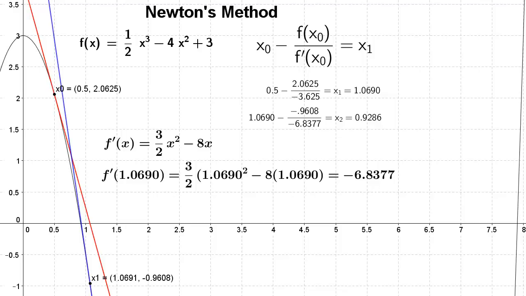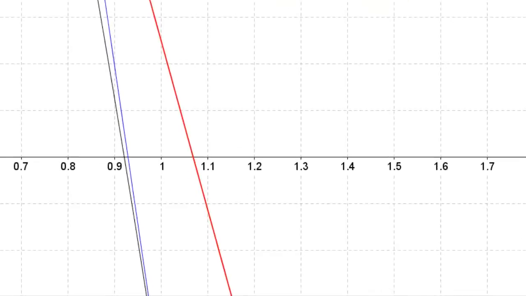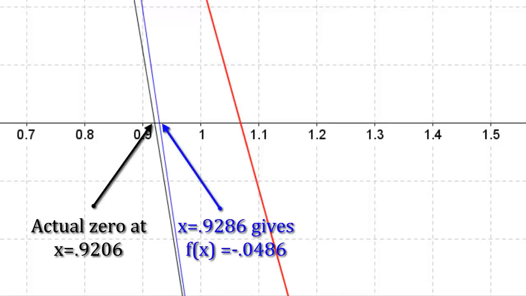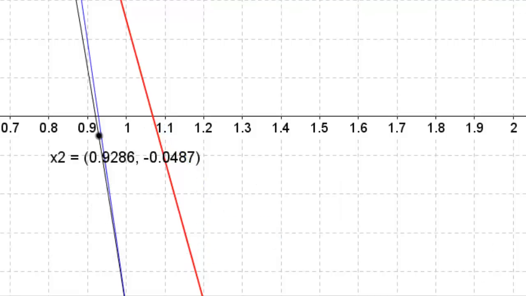In fact, it's so close to the 0 at this point, we're going to have to zoom in to look at it. So we can see even after just 2 iterations, in this case, we've gotten very, very close to the actual 0 of this function, perhaps close enough for whatever our application is. And in fact, if you look here, our new point, 0.9286 for x, is only 0.0487, so about 5/100ths of a distance away from 0. One more iteration will probably get this very, very close, and we're going to do one more iteration.